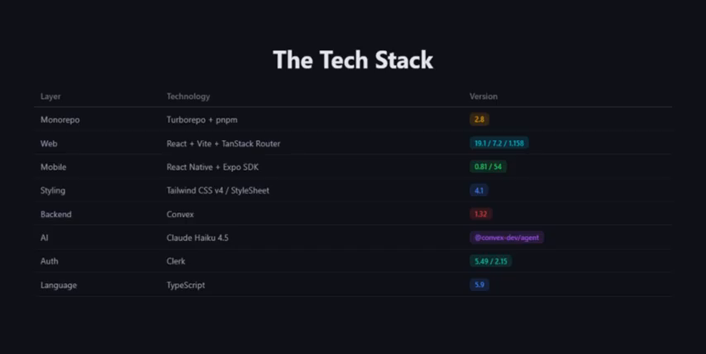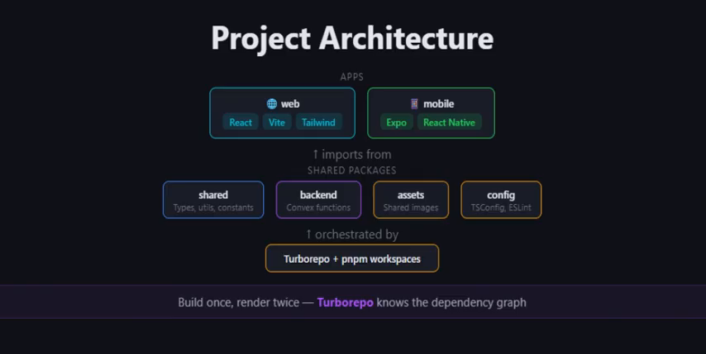For auth, Clerk, versions 5.49 on web and 2.15 on mobile. And everything is written in TypeScript 5.9, with ESLint 9 enforcing code quality. Every single one of these choices was made because it reduces complexity and increases developer velocity. That's the filter. Now let's look at how the code is actually organized.